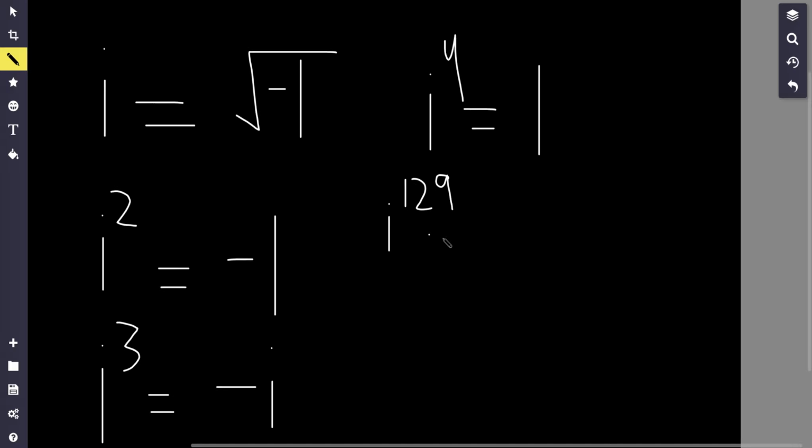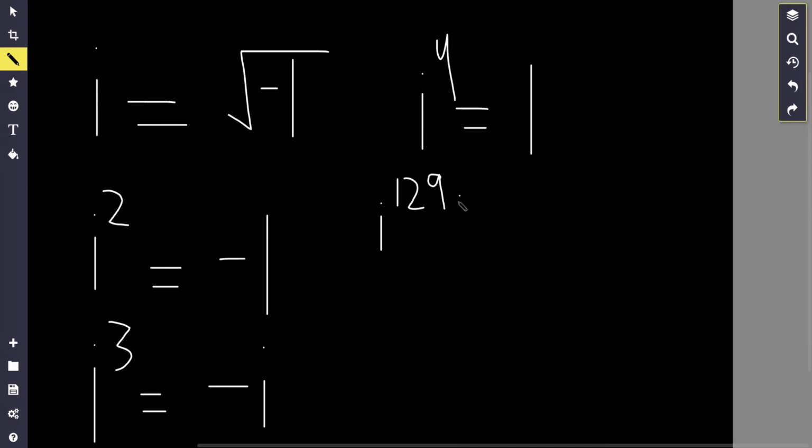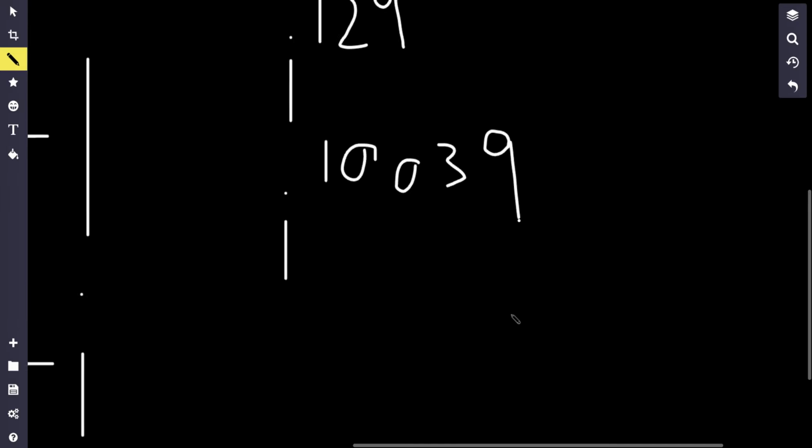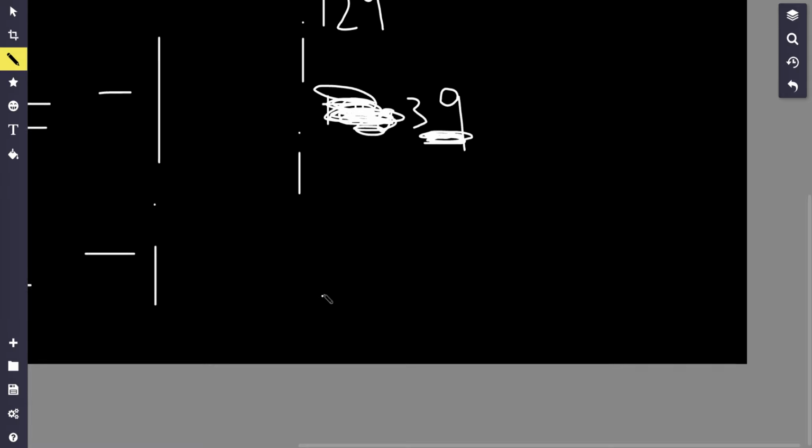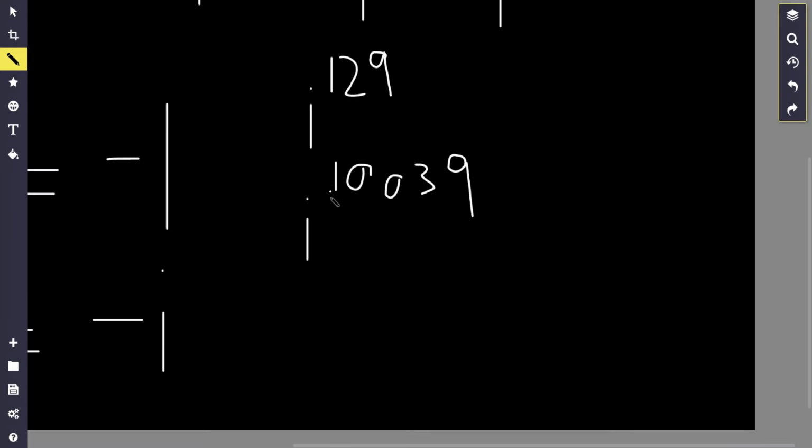Well, you can rewrite this. All right. So the hack for doing this type of problem is whenever you have i raised to, let's say, the 10,039th power, the only two numbers you need to focus on are the last two numbers. You can ignore all of these numbers in the front and only focus on the last two numbers. So i to the 10,039 can be rewritten as i to the 39. They're equal to each other.